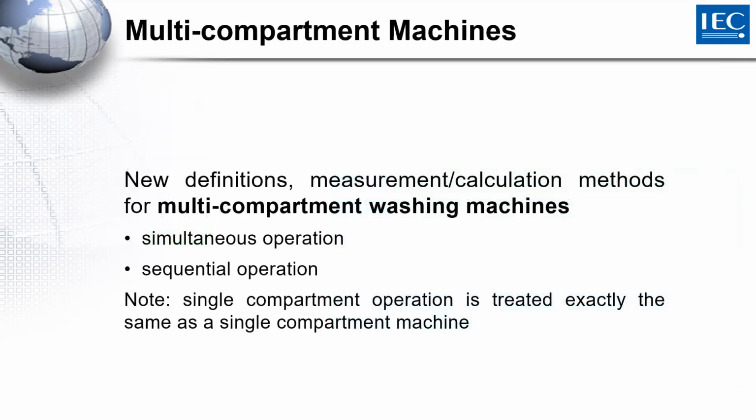Multi-compartment machines. We've got new definitions, measurement and calculation methods for the multi-compartment washing machines, either in simultaneous operation or sequential operation, and a single compartment operation is treated exactly the same as a single compartment machine. We have allowed in sequential operation for reusing last rinse water as initial incoming water in the second drum. Again, enormous flexibility in how to design a test series. Next slide, please.